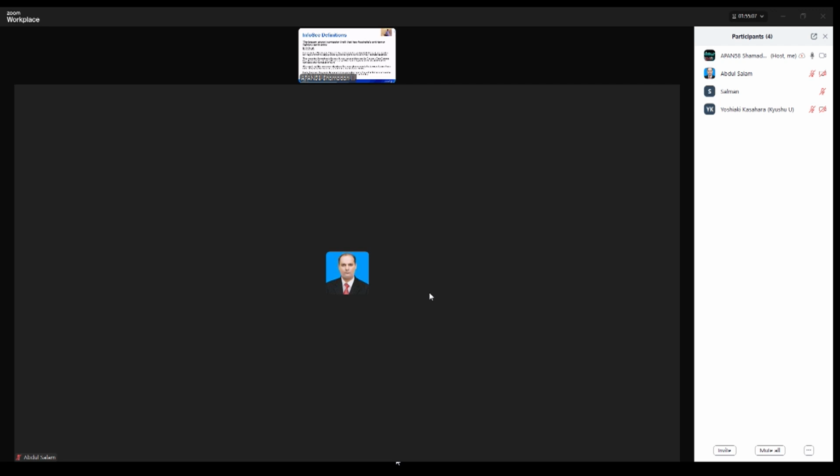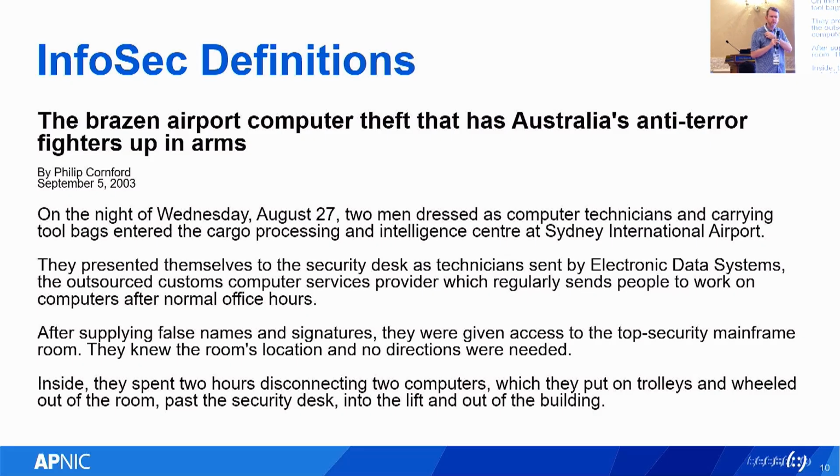They supplied false names and signatures. They were then given access to the data center server room. They knew where the room's location was. They spent 2 hours disconnecting a couple of computers. I think one of them was a disk shelf as well. They put it onto a trolley and wheeled it right out the front door past the security guard.